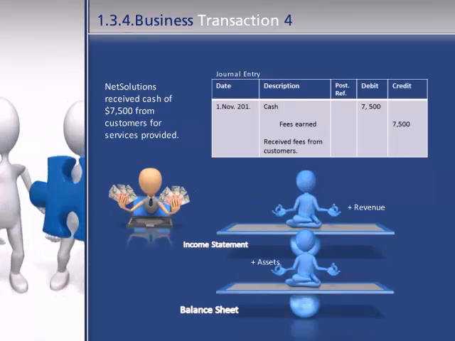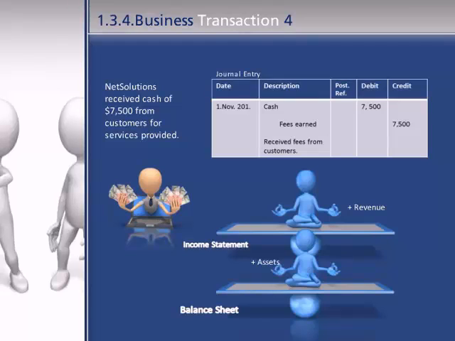Business transaction 4. Net Solutions received cash of $7,500 from customers for services provided. This transaction increases an asset account and increases a revenue account. It is recorded in the journal as a $7,500 increase, debit, to cash, and a $7,500 increase, credit, to fees earned.